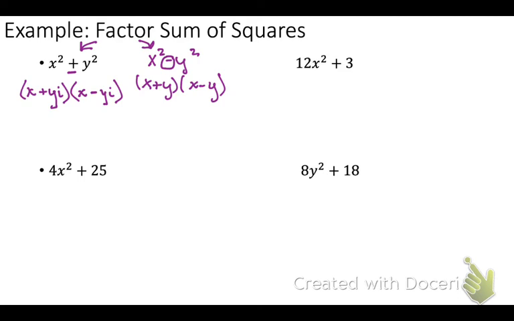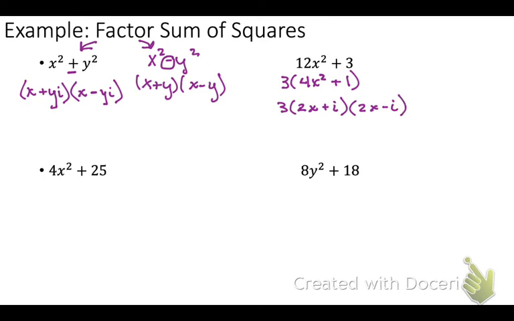Okay, so I have 12x squared plus 3. I need to factor it. Divide everything by 3, so I'm going to factor out a 3. That gives me 4x squared plus 1. If that's the sum of squares, can I factor it? 2x plus i, and then 2x minus i.